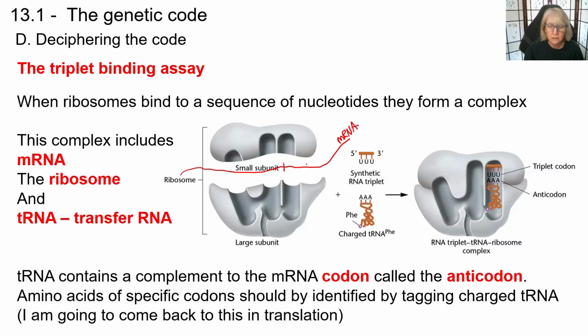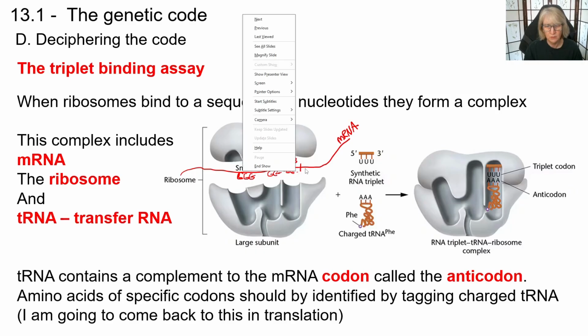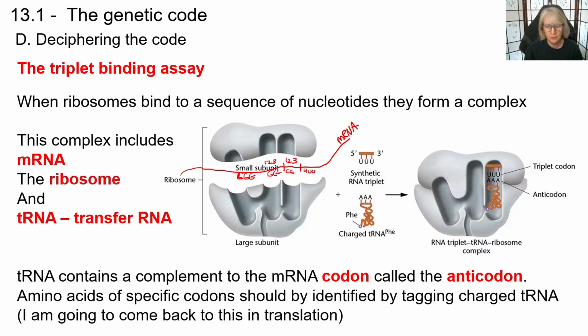And then it's read in triplets. 1, 2, 3, 1, 2, 3. It would be like G, G, G, or U, or AAA. We'll do a bunch of them.